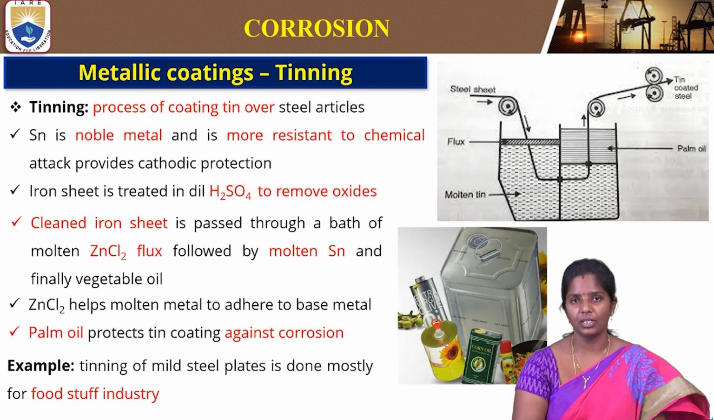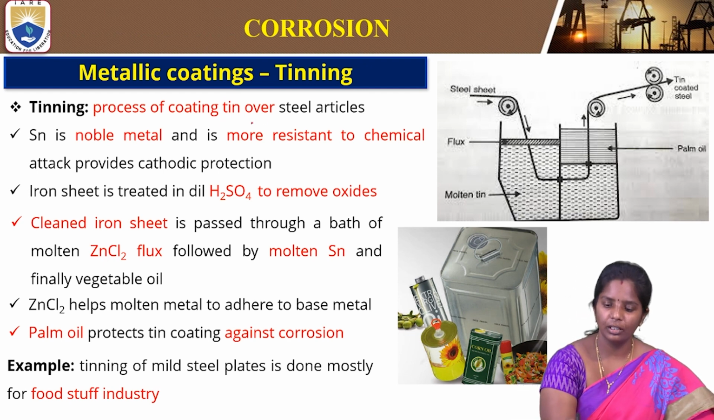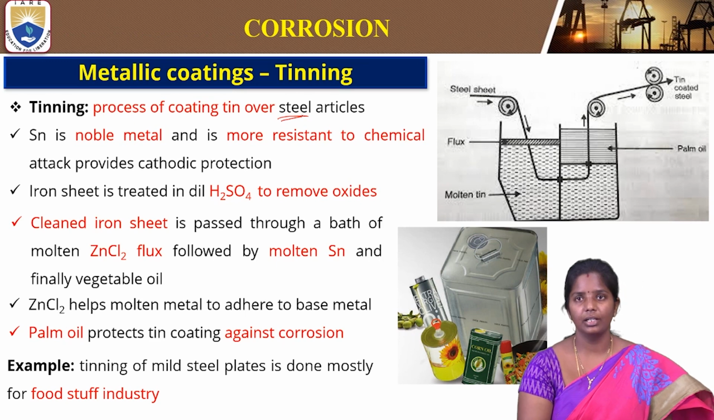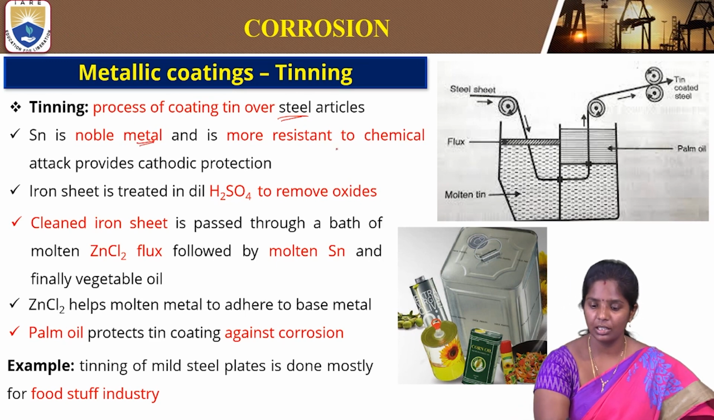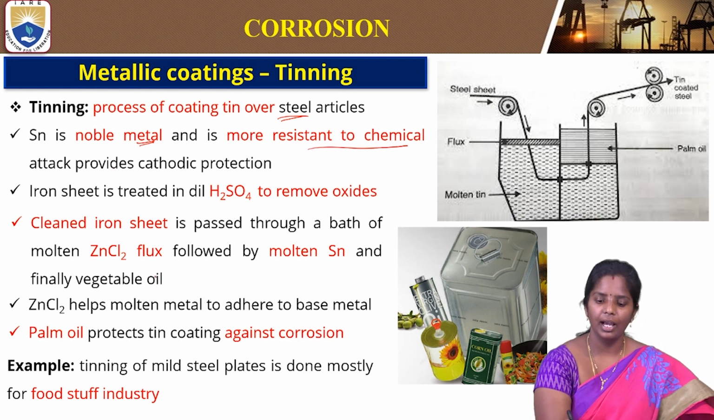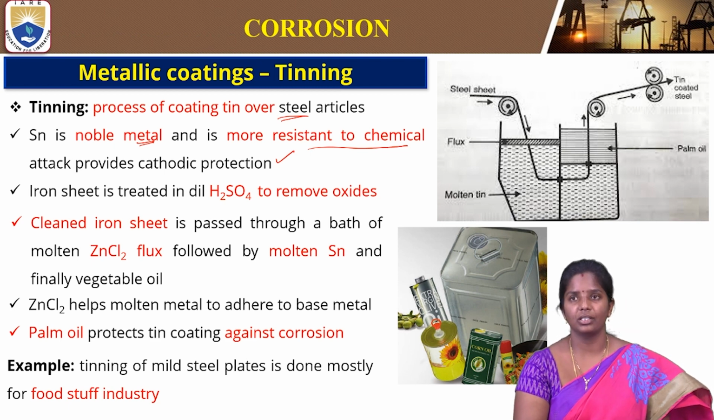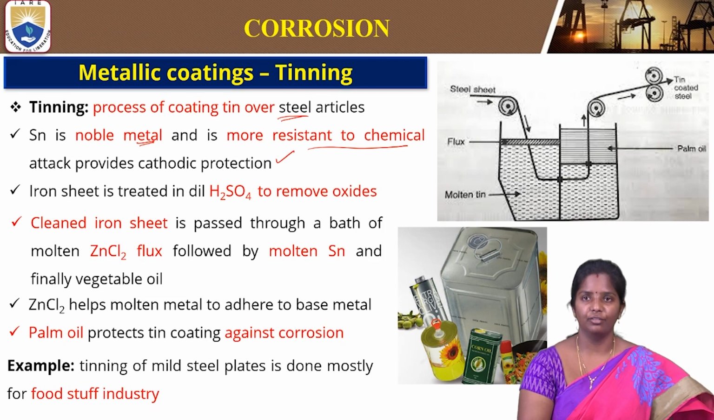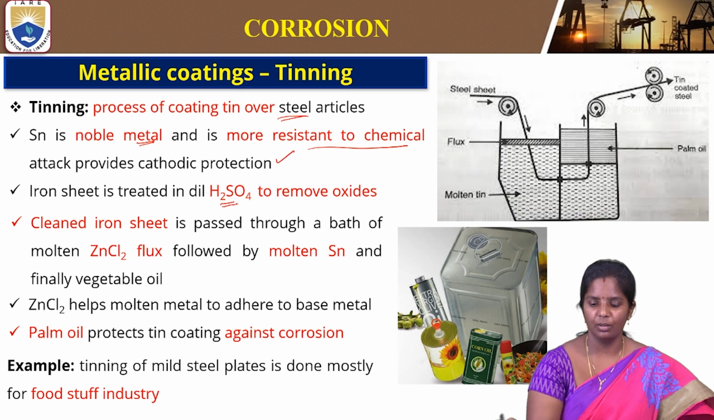Then is the tinning process. Tinning is nothing but coating of tin onto the steel articles. This process of coating tin over steel articles is called tinning. Why? Because tin is a noble metal and is more resistant to chemical attack, and provides cathodic protection. This is also a type of cathodic protection, wherein it is very resistant to the chemical attack and therefore becomes a cathode.